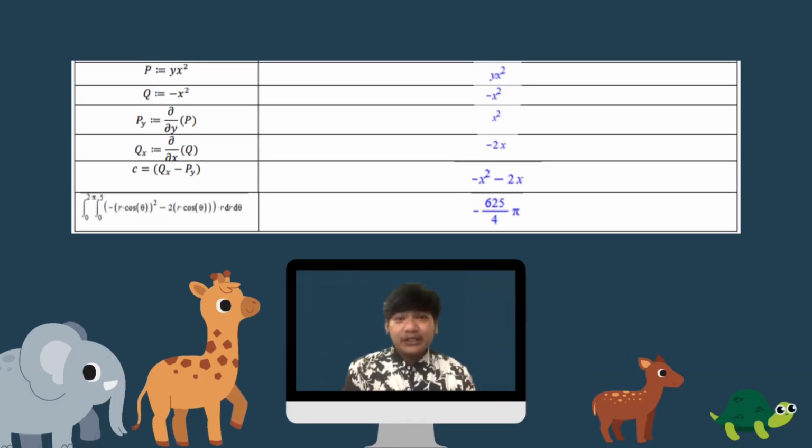Then we let p equal to yx squared and q equal to -x squared. After that, we use the partial derivative of p with respect to y and the partial derivative of q with respect to x. Hence, we got curl equal to qx minus py. We convert the rectangular form to the polar coordinates and we evaluate the double integral to get the answer of -625 over 4 pi.